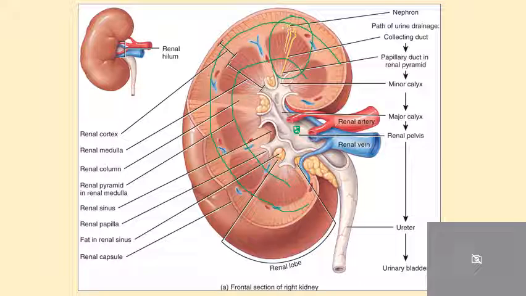The nephron creates urine, and that newly formed urine drains from the nephron right here at a structure called the renal papilla, and it passes through a minor calyx into the major calyx, and the major calyces all drain into the renal pelvis, and from the renal pelvis, the newly formed urine passes into the ureter, and it's headed toward the urinary bladder.